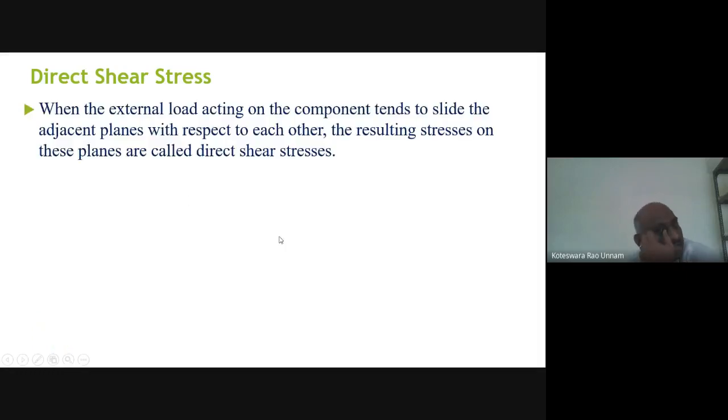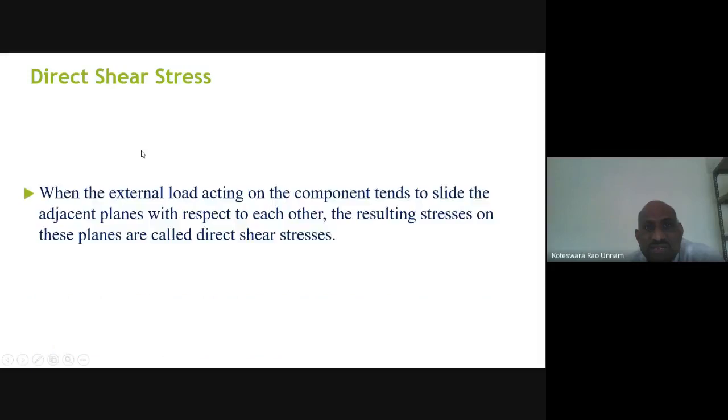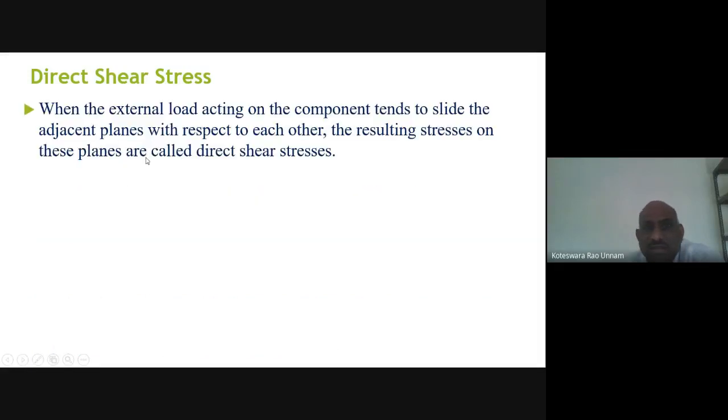Then you have another kind of stress which we'll call shear stress. The difference is that in case of normal stress the loading is always perpendicular to the cross section, whereas in case of shear stress the loading is tangential to the given cross section. When the external load acting on the component tends to slide the adjacent planes with respect to each other, the resulting stress on this plane is called a direct shear stress. Remember this, there are different kinds of shear stresses, so first we consider direct shear stress.